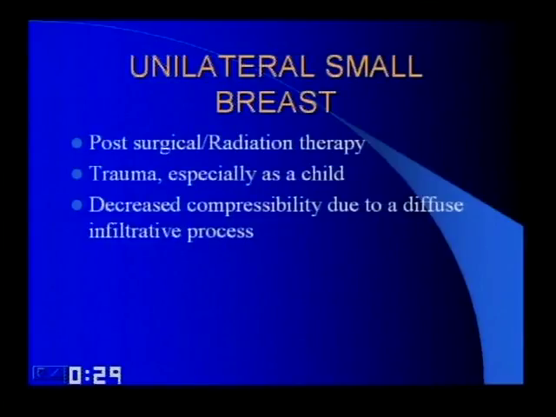Differential of a unilateral small breast. It can be secondary to surgical and radiation therapy down the line, like 2 or 3 years after radiation therapy, when the edema has resolved and the fibrosis has set in. A trauma, especially as a child when the breast bud doesn't develop, can give you a unilaterally small breast, although you tend not to have a lot of parenchymal density. And then decreased compressibility due to a diffuse infiltrative process, such as infiltrating lobular carcinoma.